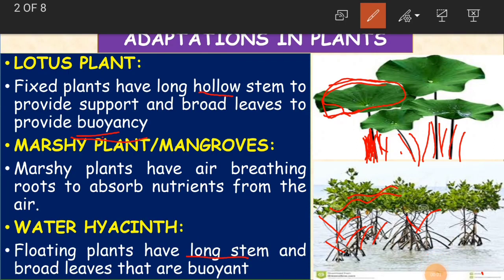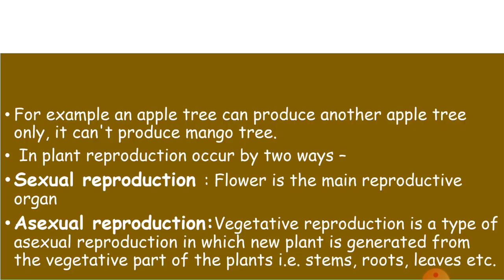Now we'll see water hyacinth, children. What is water hyacinth? It is a floating plant, and floating plants have a long stem and broad leaves that are buoyant. Why do they have a long stem? To give support to the plant, and even the stem is hollow, that is, it is light in weight, and they have broad leaves. The leaves have a little more weight than the stem, so that this force can make the plant float on the water surface. So water hyacinth is a floating plant. This is how these plants adapt themselves to these particular areas.